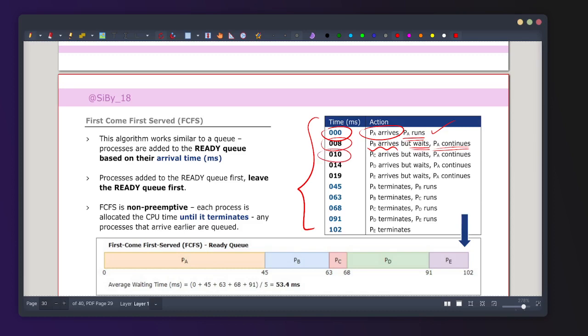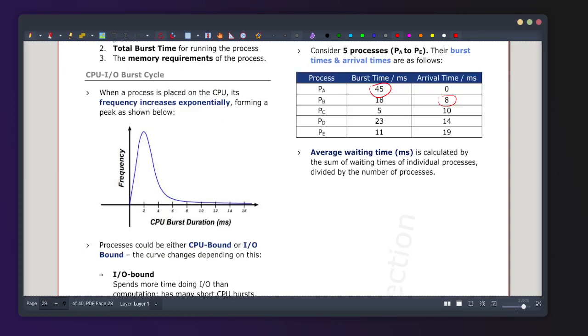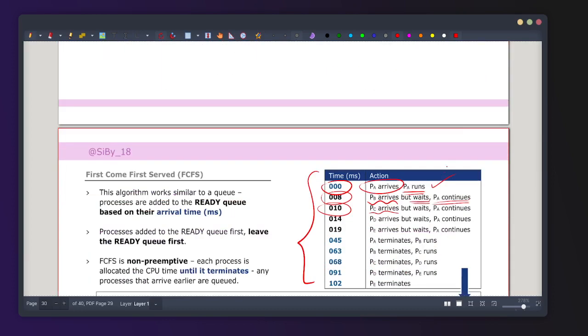And then at 10 milliseconds, process C arrives. Again, why 10? Because that's the arrival time I stated for process C. So process C arrives but waits, PA is still continuing. Then at 14, process D arrives, but it has to wait since PA is still running. Then at 19, process E arrives, but it is still waiting because process A is continuing.